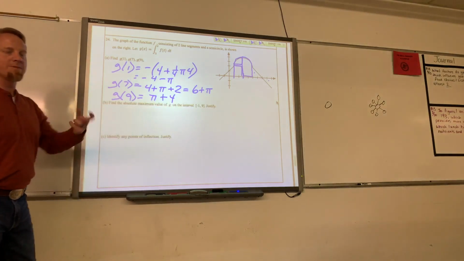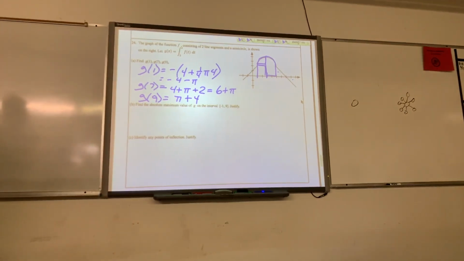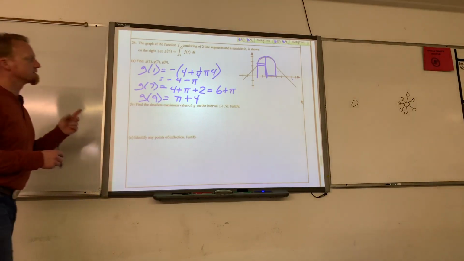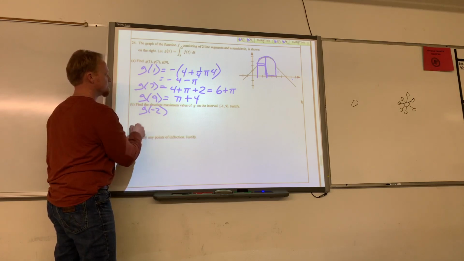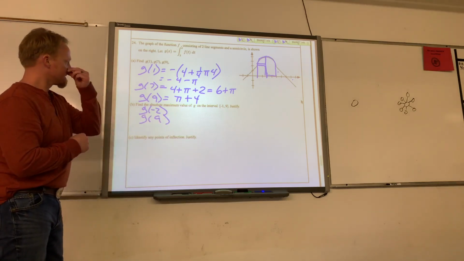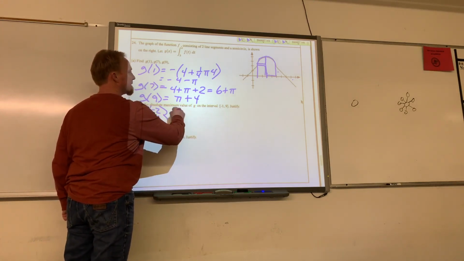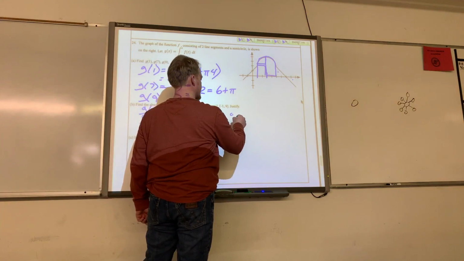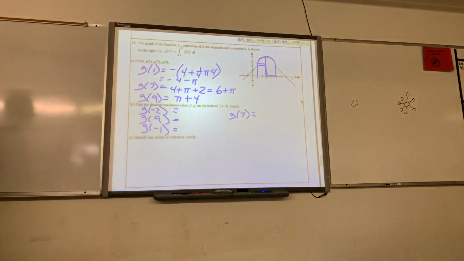If I'm going to do an absolute max or an absolute min, what do I have to consider? Where it crosses. Where it touches the x-axis and my endpoints. So my endpoints in this case are g of negative 2. The other one is g of 9. And then I cross the x-axis at g of negative 1 and g of 7.